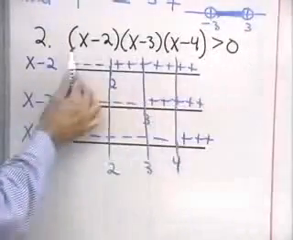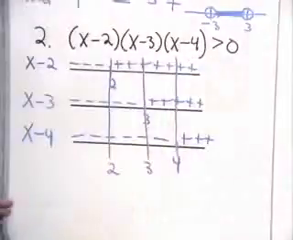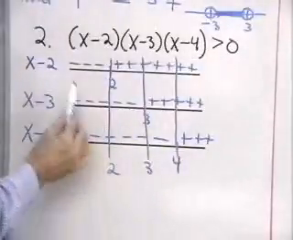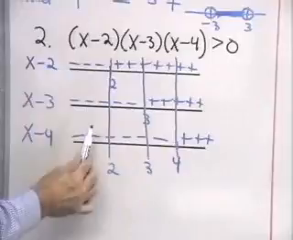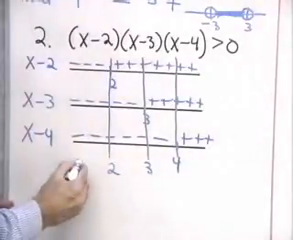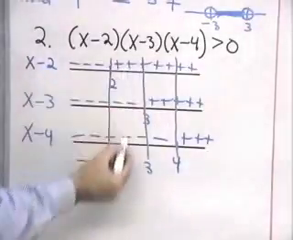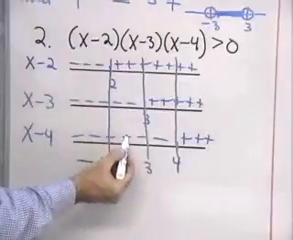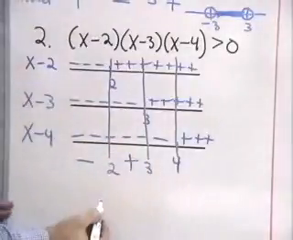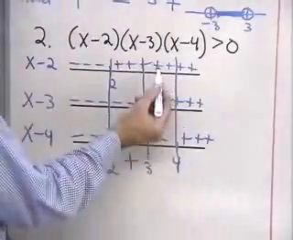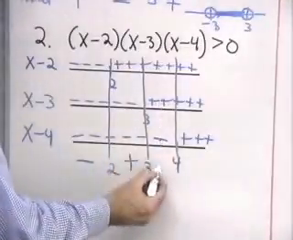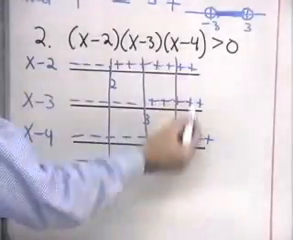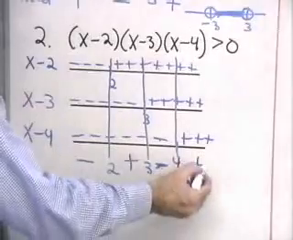Now I want to look at this product, and I want the product to be positive. Well, in this region, I'll have a negative number times a negative number times a negative number. That product will be negative. In this region, I have a positive times a negative times a negative, so my product is positive. In this region, a positive times a positive times a negative, I have a negative number. And in this region, the product of three positives is positive.